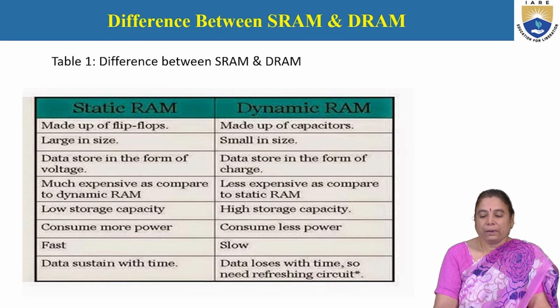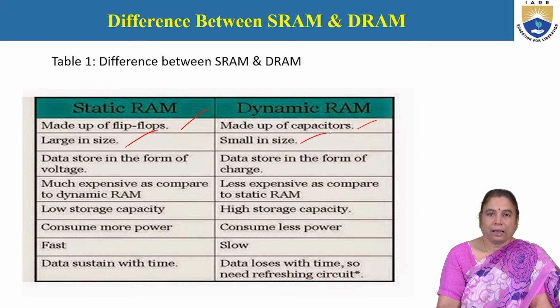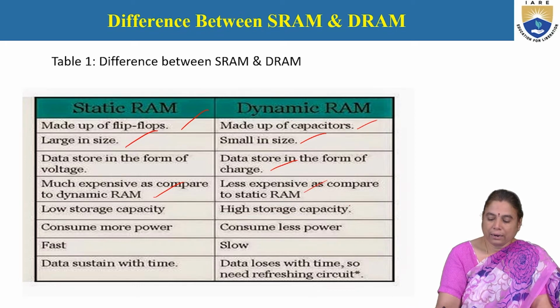The differences between SRAM and DRAM. Static RAM is made up of flip-flops, but dynamic RAM is made up of capacitors. Static RAM is large in size, but dynamic RAM is small in size. The data is stored in the form of voltage in case of static RAM, but in the form of charge in case of dynamic RAM. Static RAM is much more expensive compared with dynamic RAM; the DRAM is the cheaper, less expensive one. SRAM has low storage capacity, and DRAM has high storage capacity.